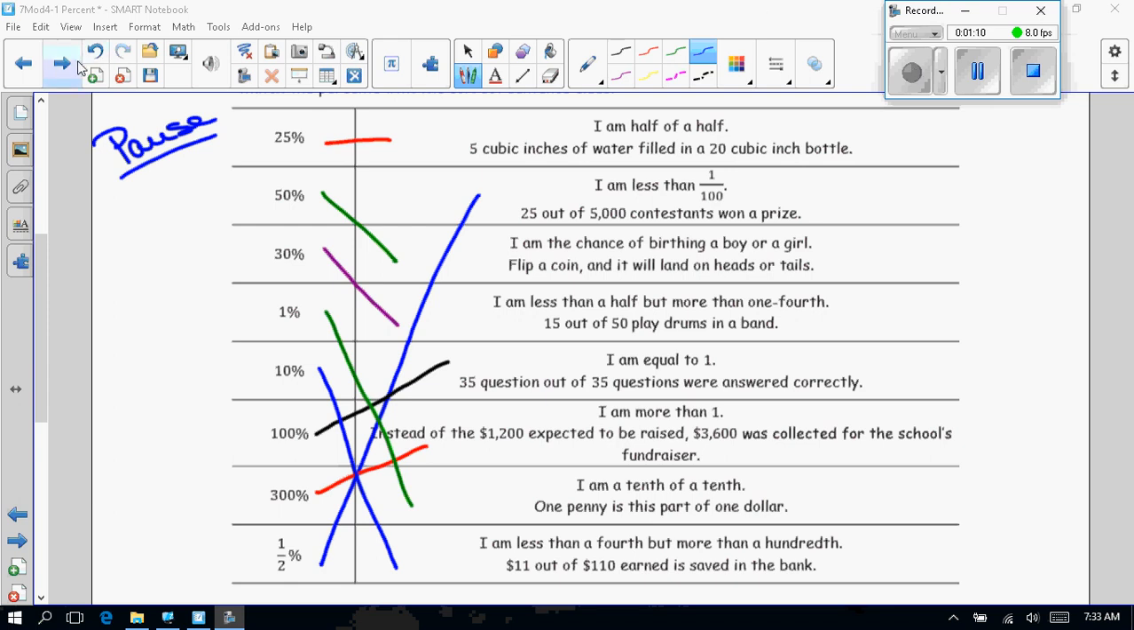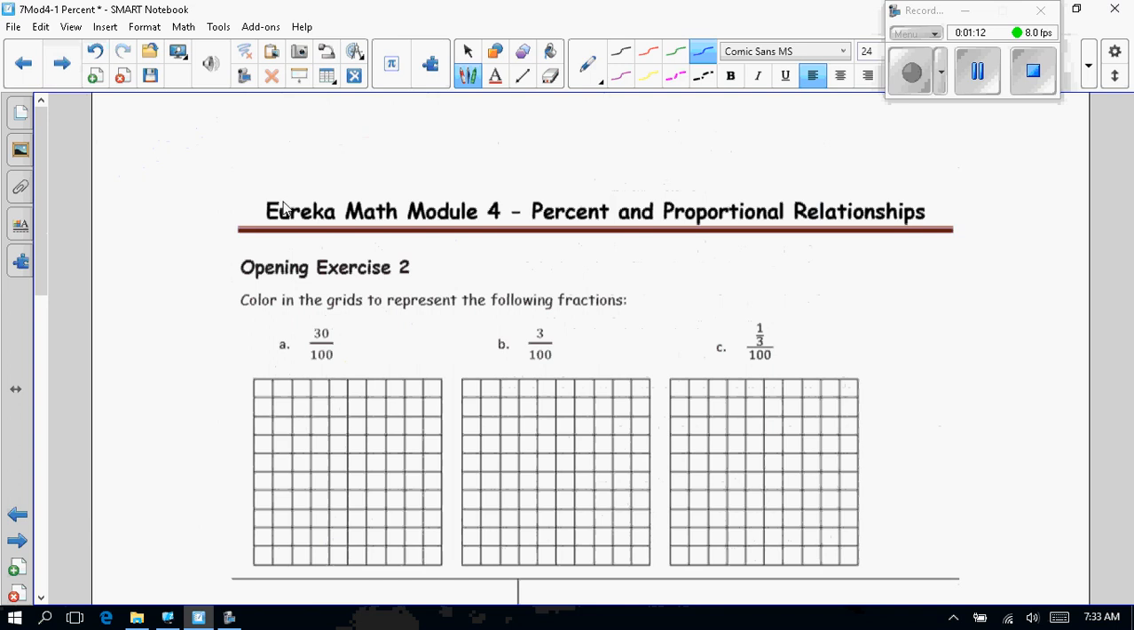We're flying. On page 3, I want you guys to take a look at what we've got going on here. It says to color the grids to represent the following fractions. Before we get into that, I want you to understand that's a 10 by 10 grid, which means 10 times 10, so this is hundreds. There are 100 squares in those. So that should make this part pretty easy.